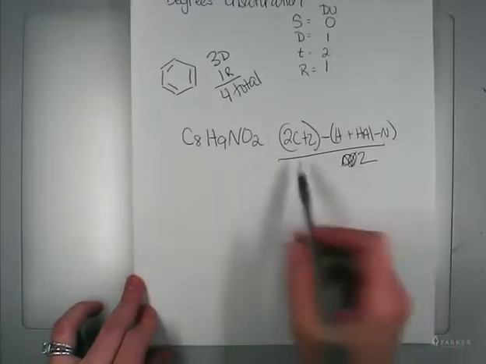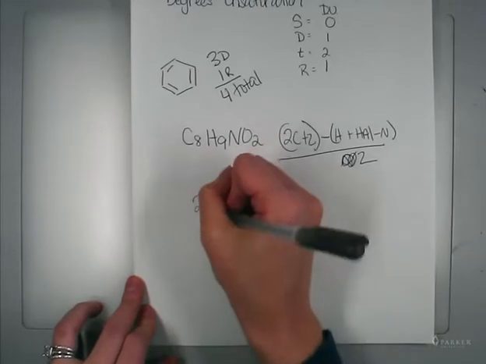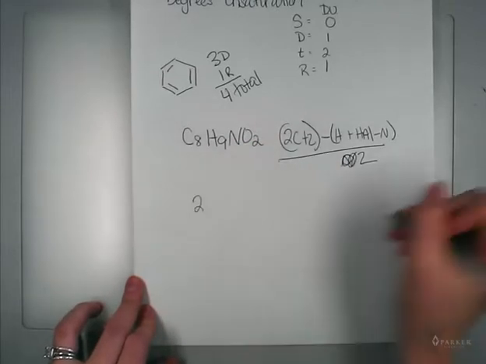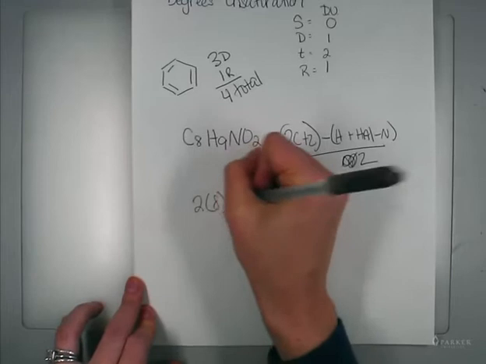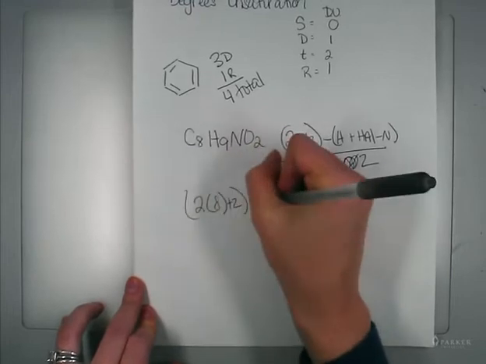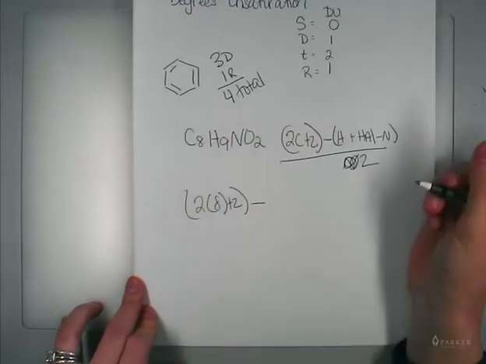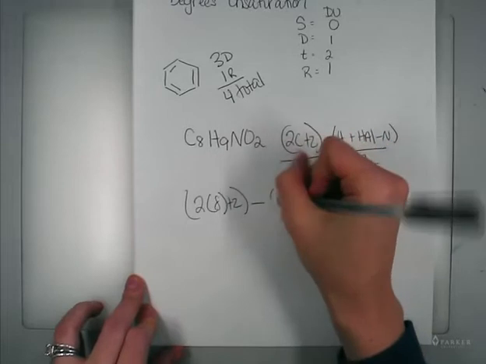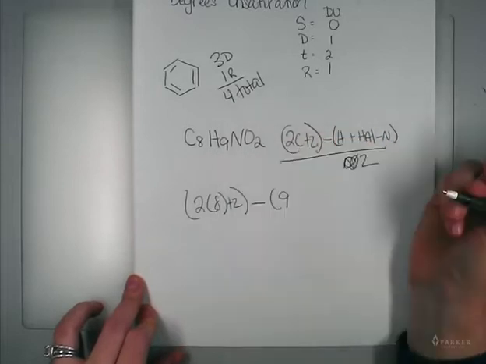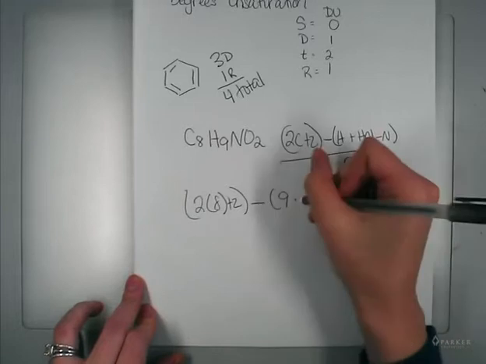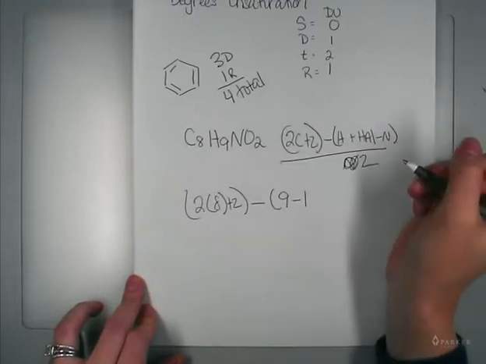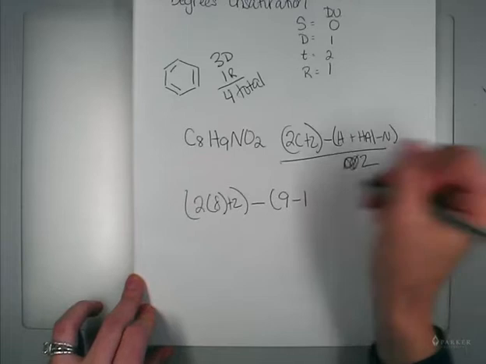Okay, so let's plug this in. I have 2 times what? 8 plus 2 minus, how many hydrogens? 9. Any halogens? No. Any nitrogens? Yes. What do we do with oxygen? Nothing.